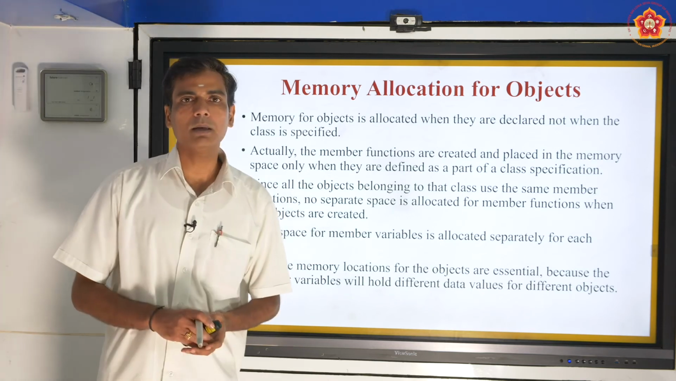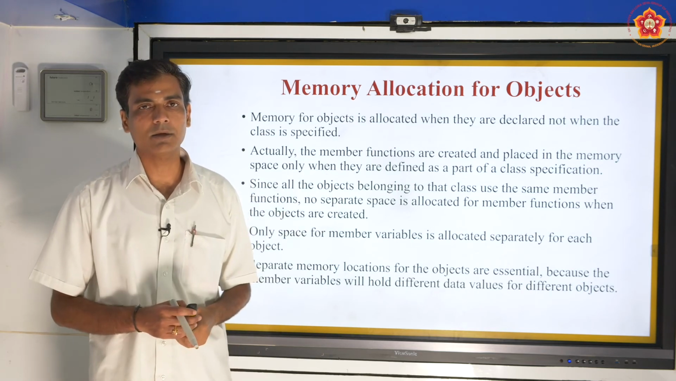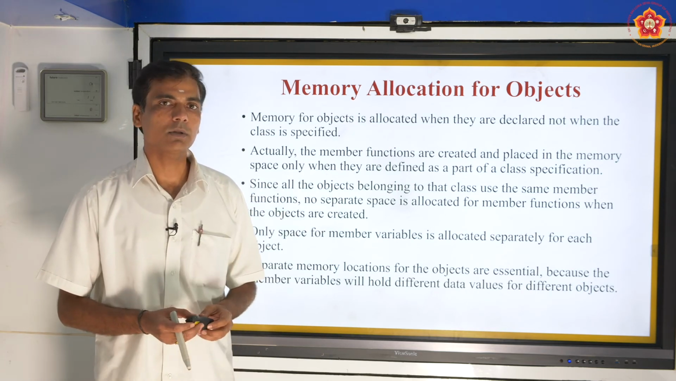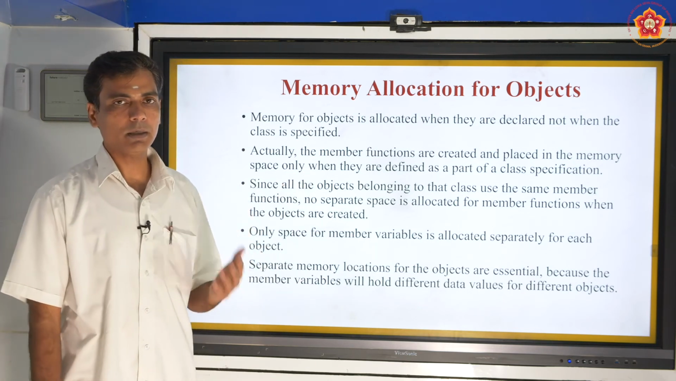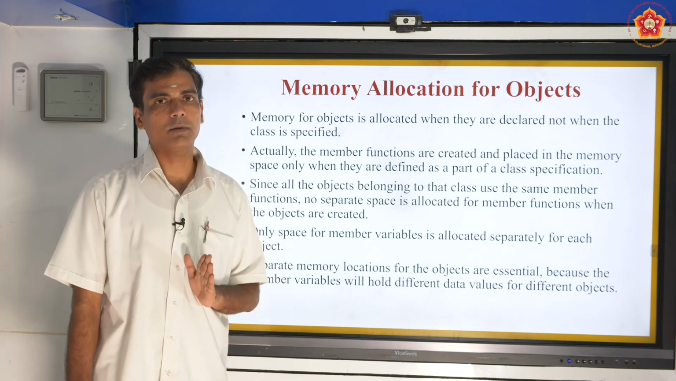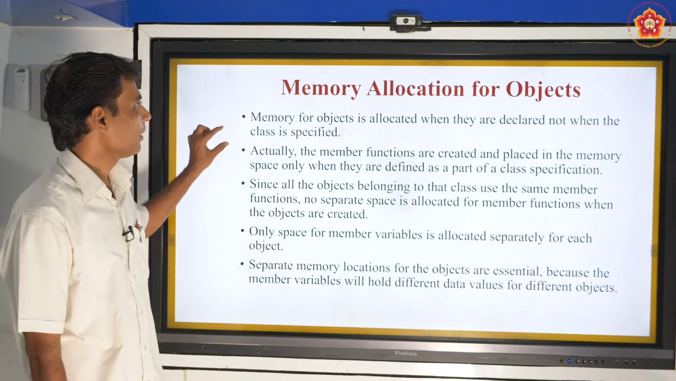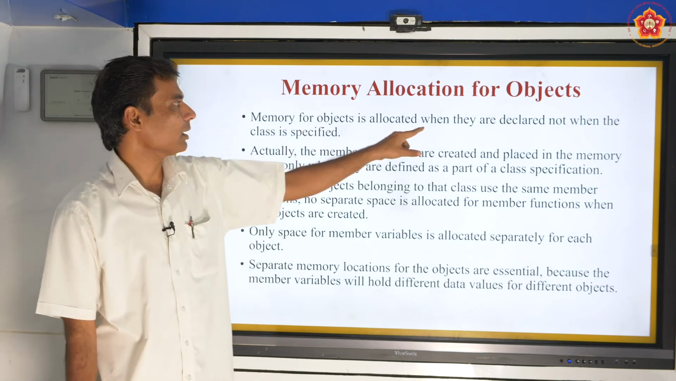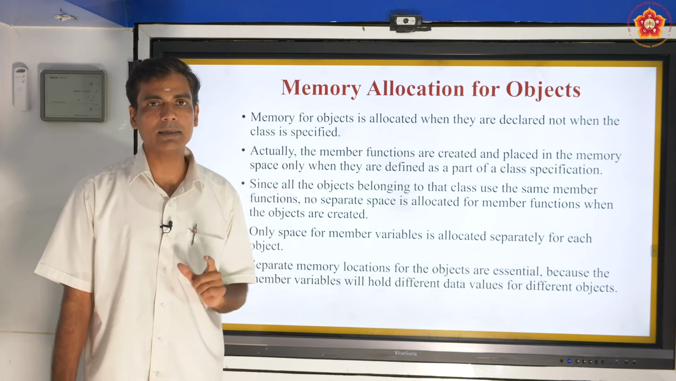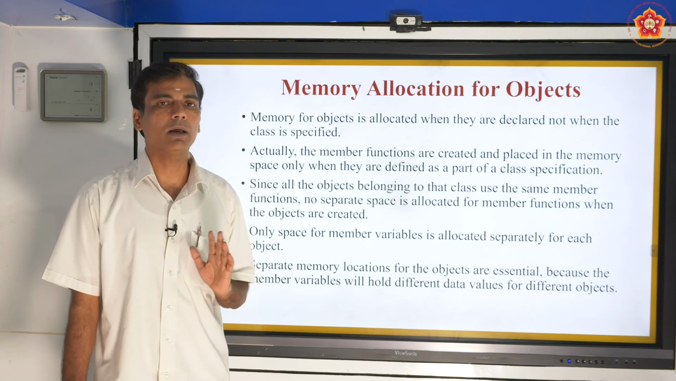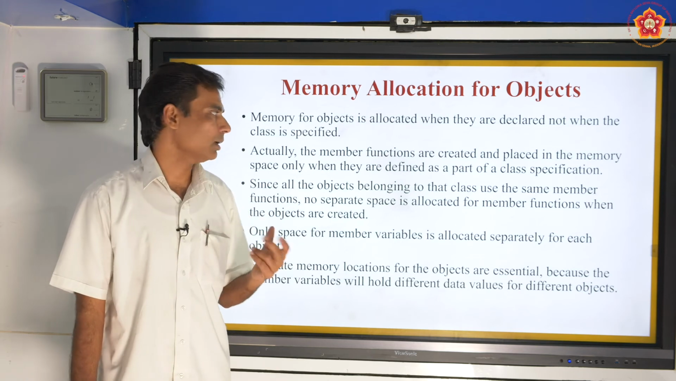Now our main objective today is memory allocation for objects, class objects. The memory allocation for our primitive data types and for objects is almost the same thing, only there will be a difference in the size. The memory for objects is allocated when they are declared, not when the class is specified. When we write a class, that time the memory will not be allocated. When you create an object of a class, that time the memory will be allocated on the heap.